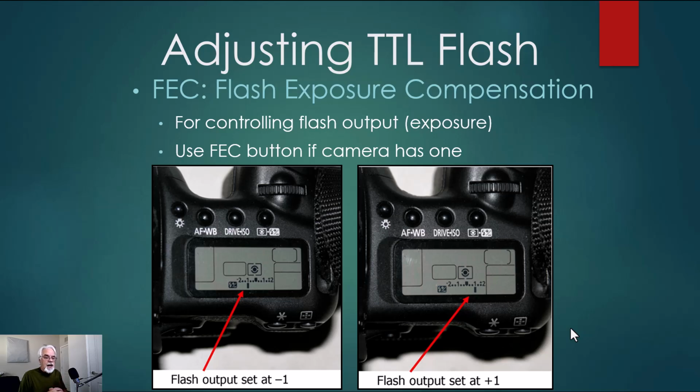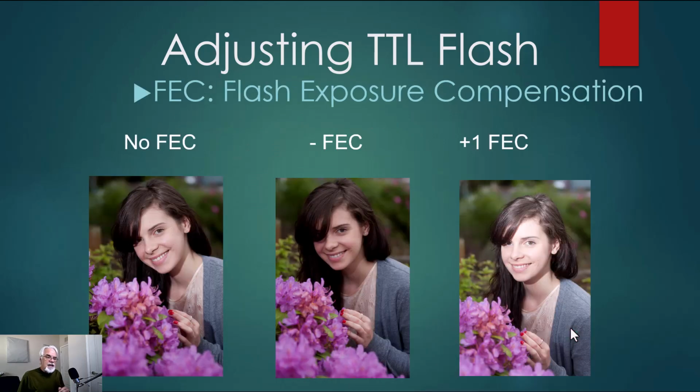Then on the right side, it's very possible you're shooting something and it's just not bright enough. Again, I would hold down the FEC button and spin the dial to give it plus flash output to brighten up the subject. Now, your camera may not even have an FEC button, just like it doesn't have an EC button. That's going to happen in other ways, so you're going to have to look at your manual on how to adjust your flash's output.